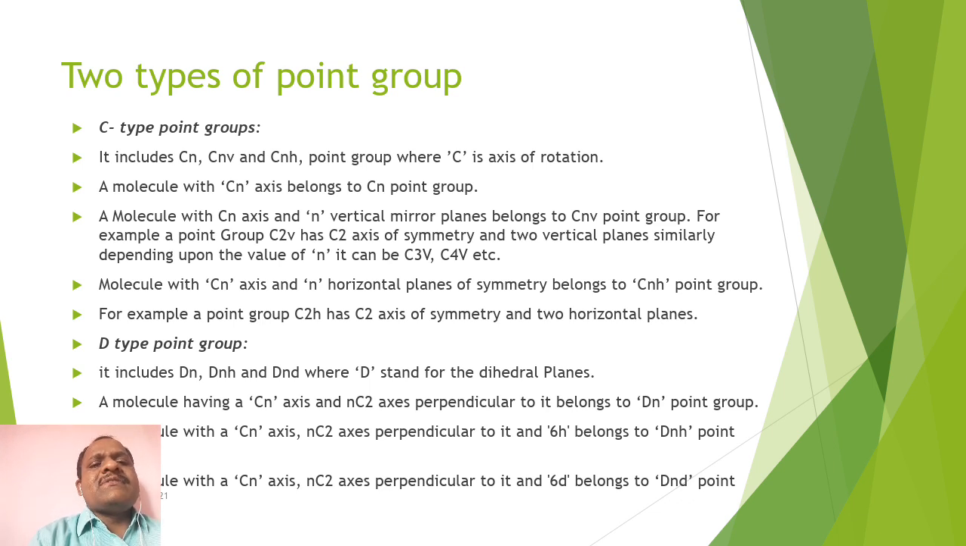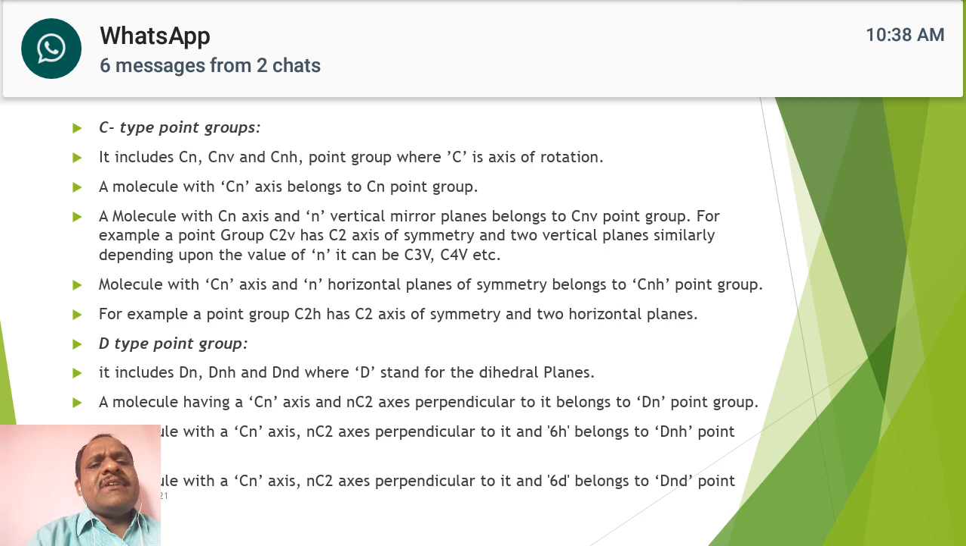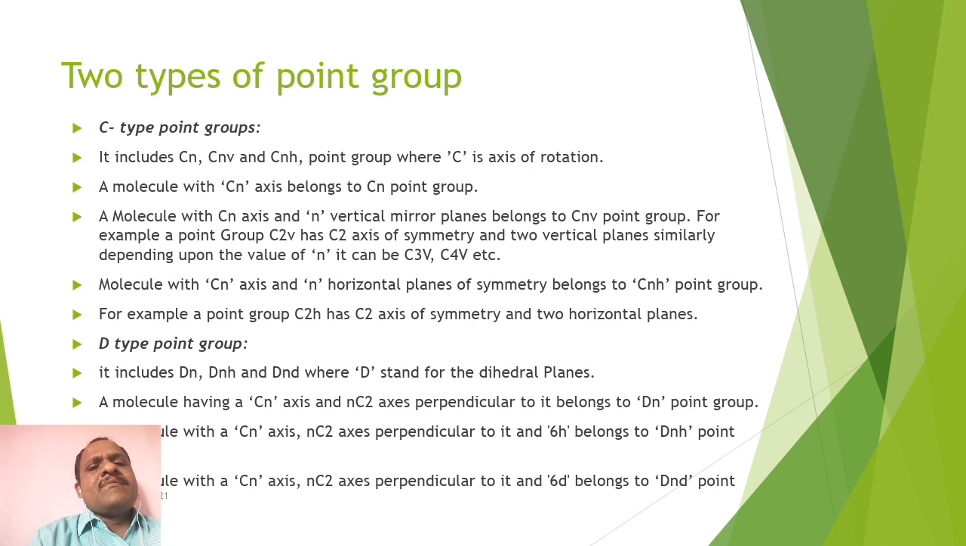A molecule with a Cn axis and n vertical planes belongs to the Cnv point group. It is very clear that if any molecule has a Cn axis, where n is equal to 1, 2, 3, or C1, C2, C3, C4, then in that molecule there will be n vertical mirror planes, and it belongs to the Cnv point group. For example, I have the water molecule.